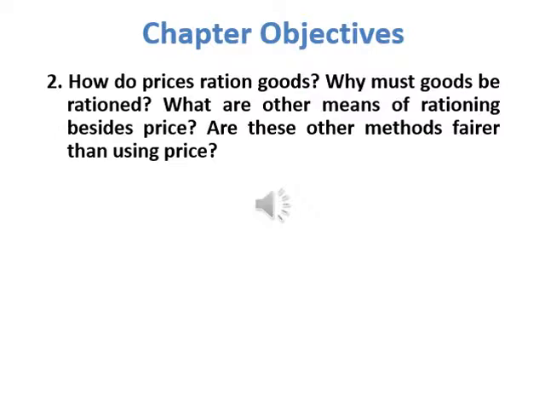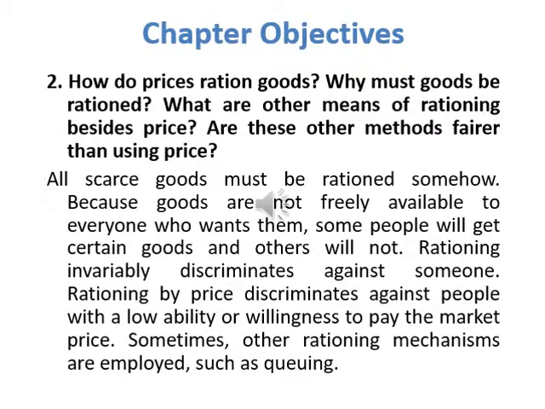All scarce goods must be rationed somehow. Because goods are not freely available to everyone who wants them, some people will get certain goods and others will not. Rationing invariably discriminates against someone. Rationing by price discriminates against people with a low ability or willingness to pay the market price. Sometimes, other rationing mechanisms are employed, such as queuing.